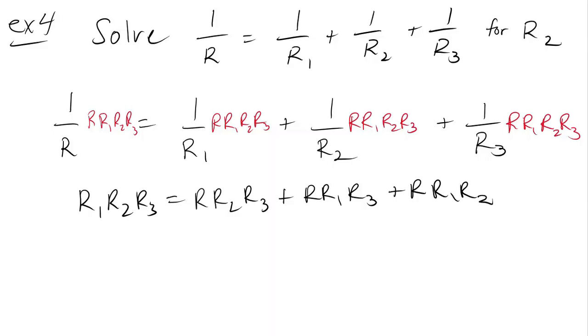So what was our standard strategy? We get all of the copies of the variable we're solving for on one side, and we move everything else to the other side. So I've got these two terms with r sub 2 on the right side. If I subtracted those over to the left side, then all of the r sub 2's would be on one side.